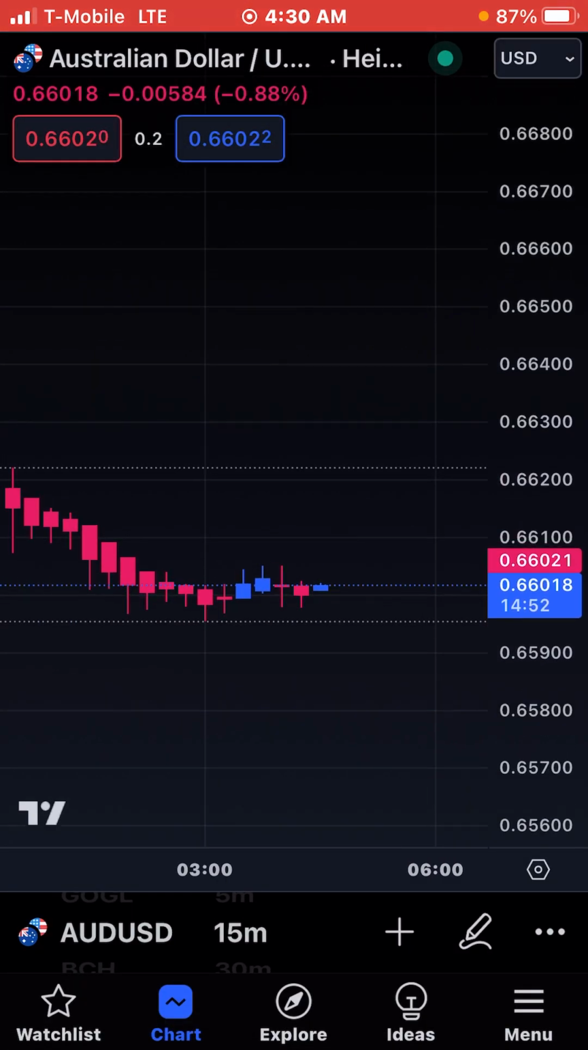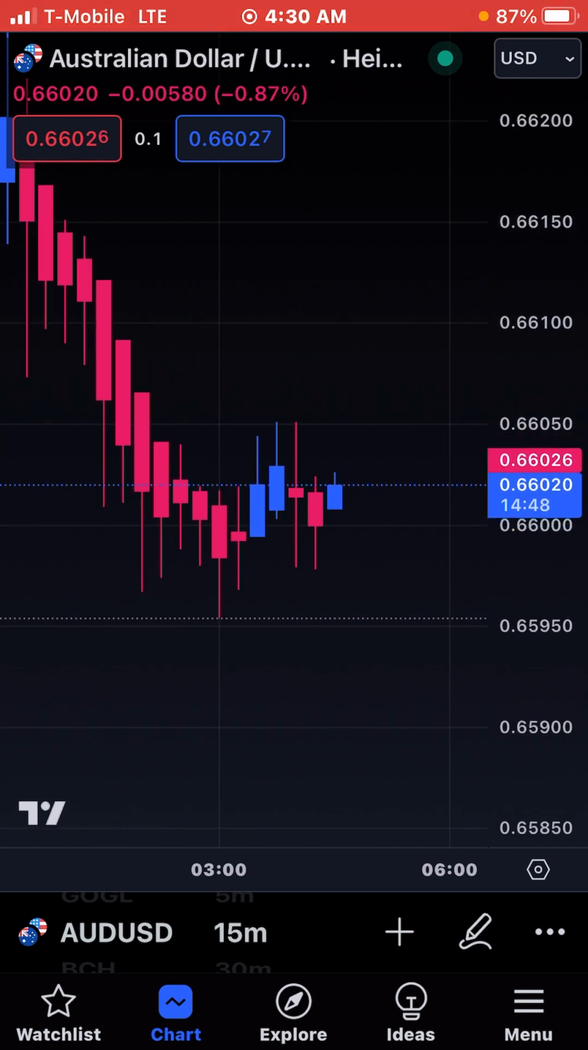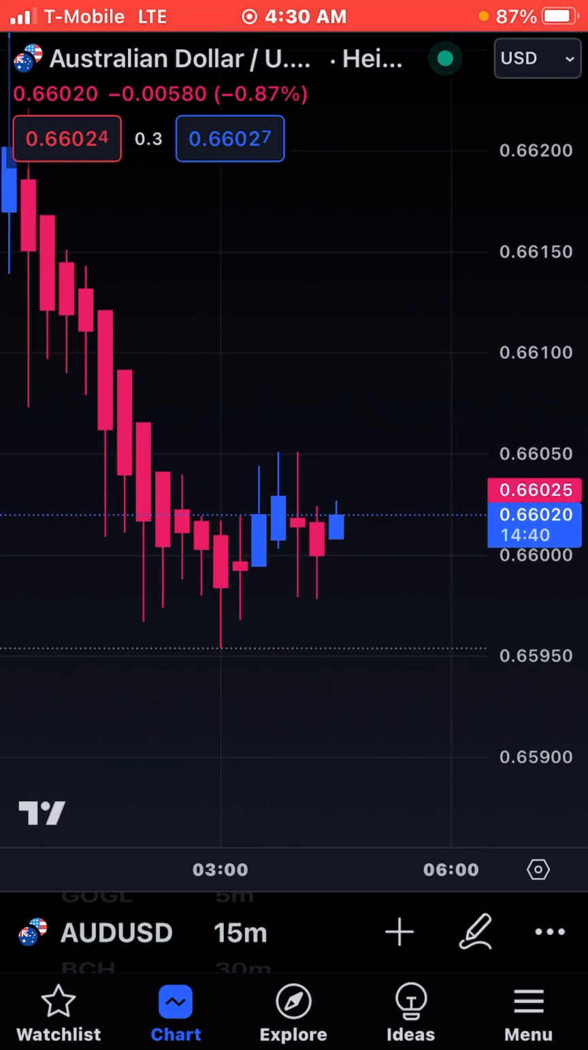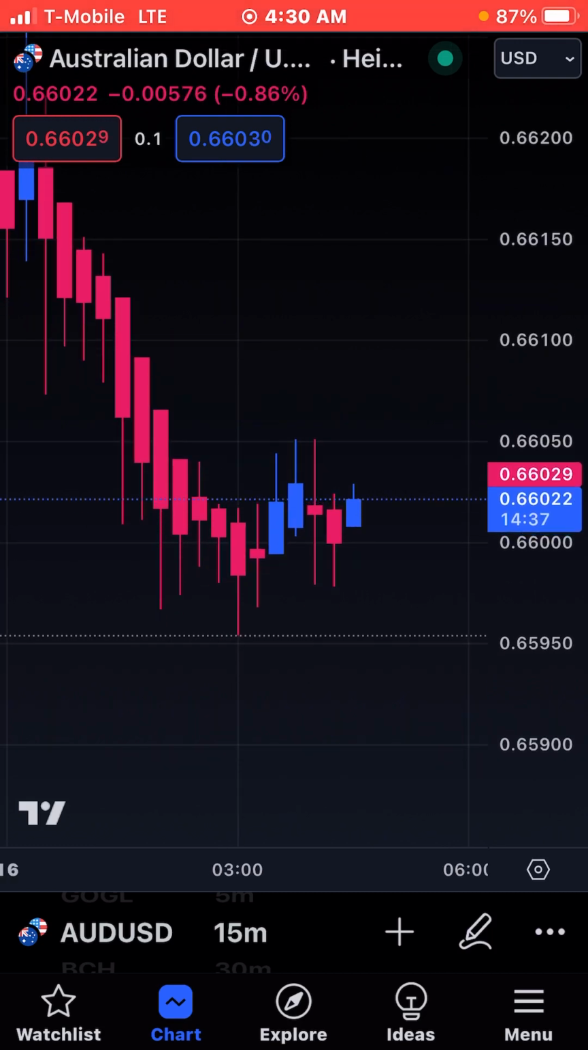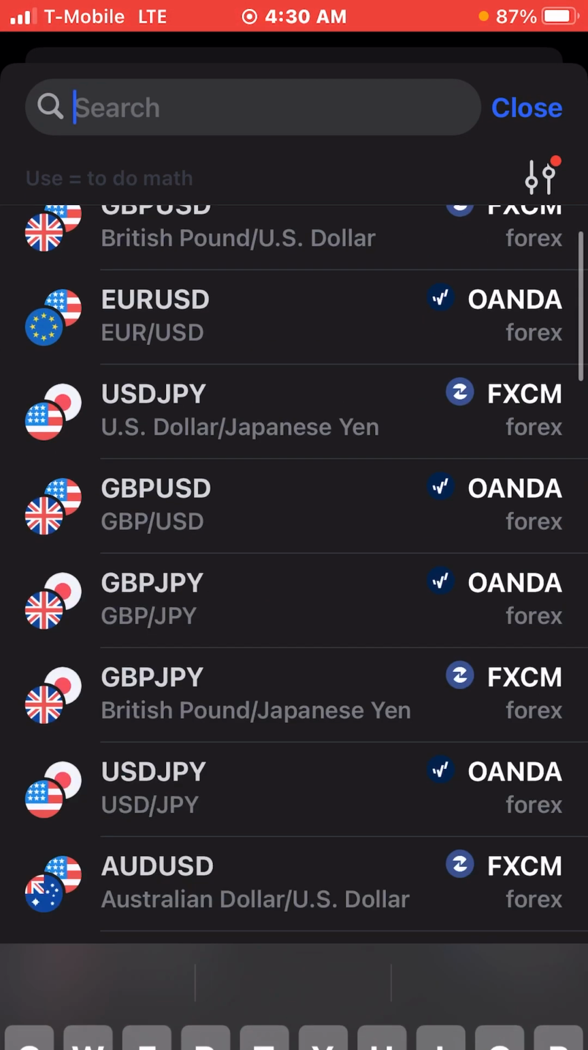And what we want to look for is it to get weaker. Right now it's not getting weaker. It's going up. So you want to wait for that candle to start getting weaker. But if I were to stay in this trade, I'd wait for that up candle to get weaker. So let's go on to another one.